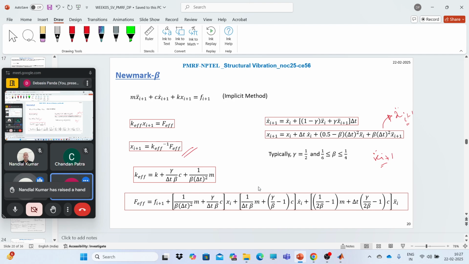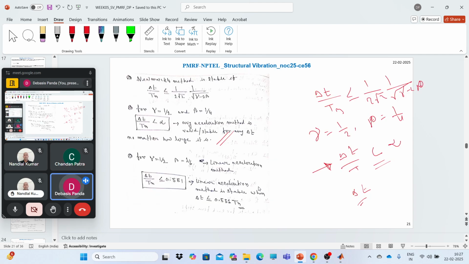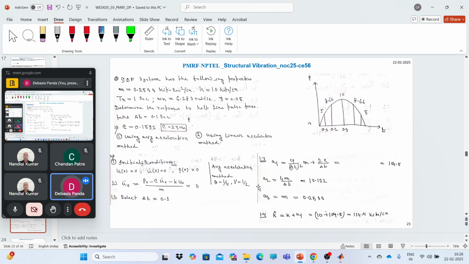Sir, are there any questions related to Newmark-beta? You cannot solve the full method using pen and paper, but small questions like what is the stability criteria of the Newmark beta, this slide is very important for. For the average acceleration method, what will be the value of gamma and beta? For the linear acceleration method, what will be the value of gamma and beta? Like this kind of problem.